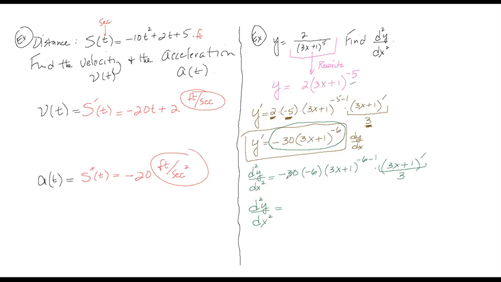Okay, so help me, folks. Negative 30 times negative 6 is what? 180, right? 180 times 3, is that 540? Am I right? Yeah, that's correct. With the (3x plus 1) to the negative 7. And you just rewrite that as 540 over (3x plus 1) to the 7th power.